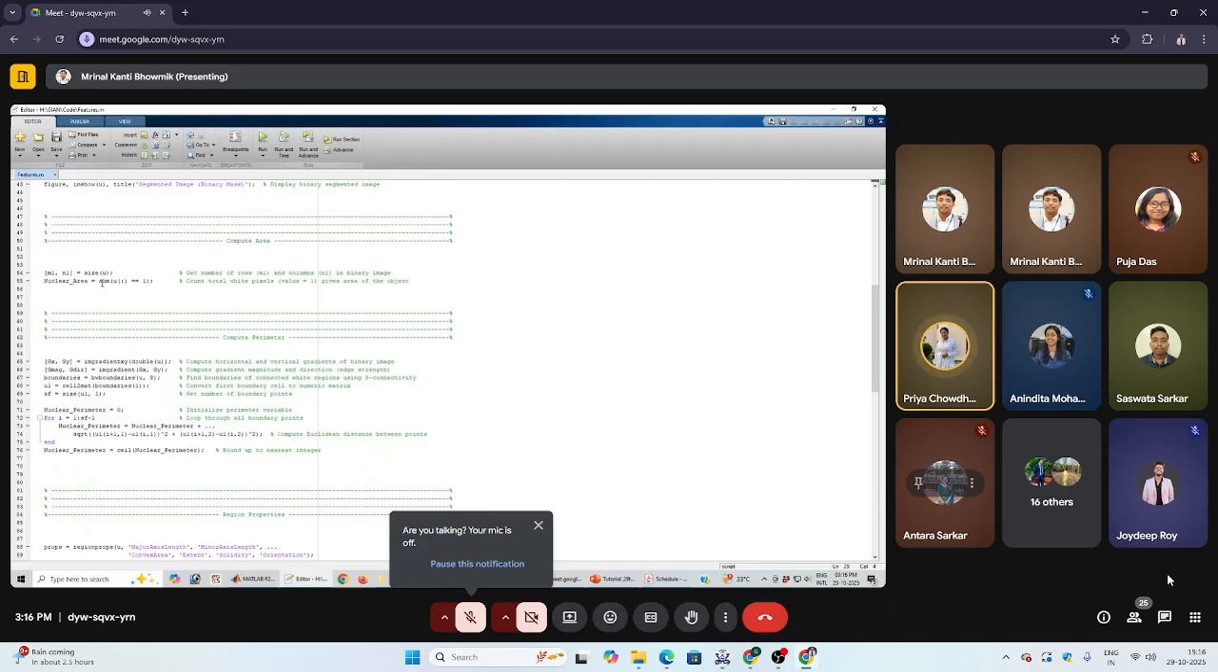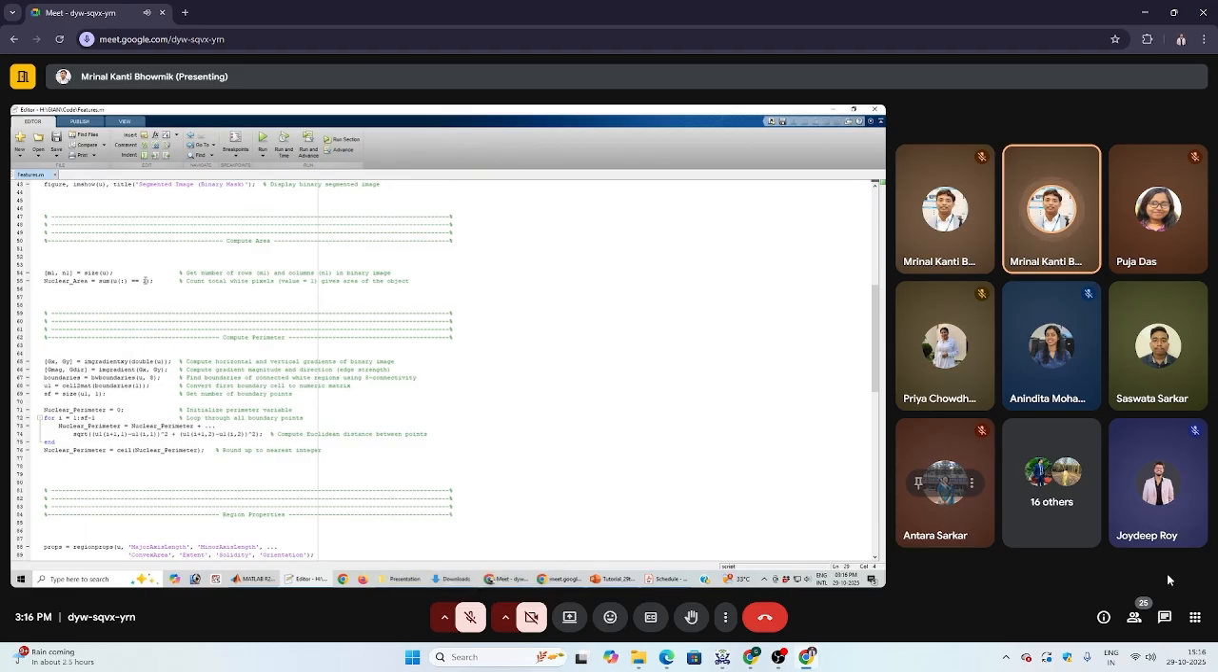So we will calculate all the pixels whose values are 1. Then we can say that all of these pixels are 1, so it means this is the nucleus area.